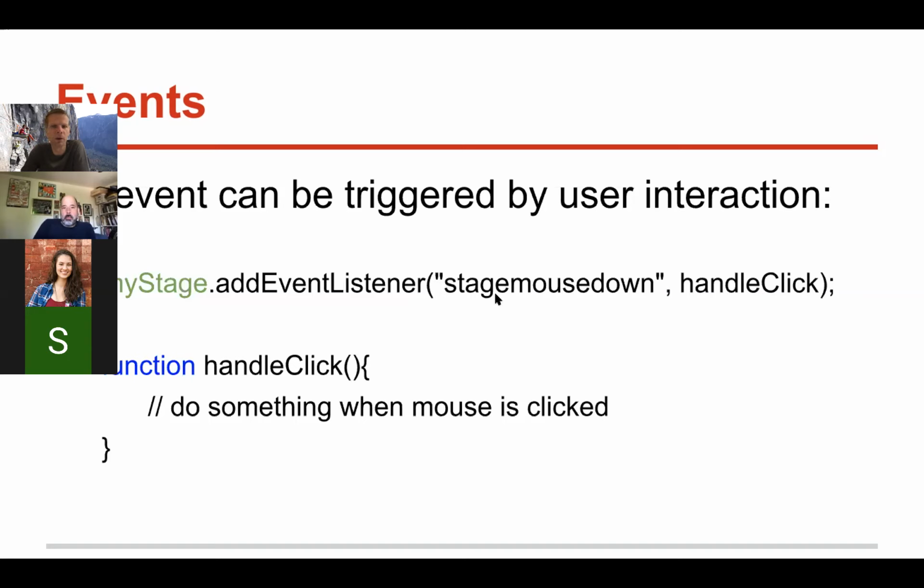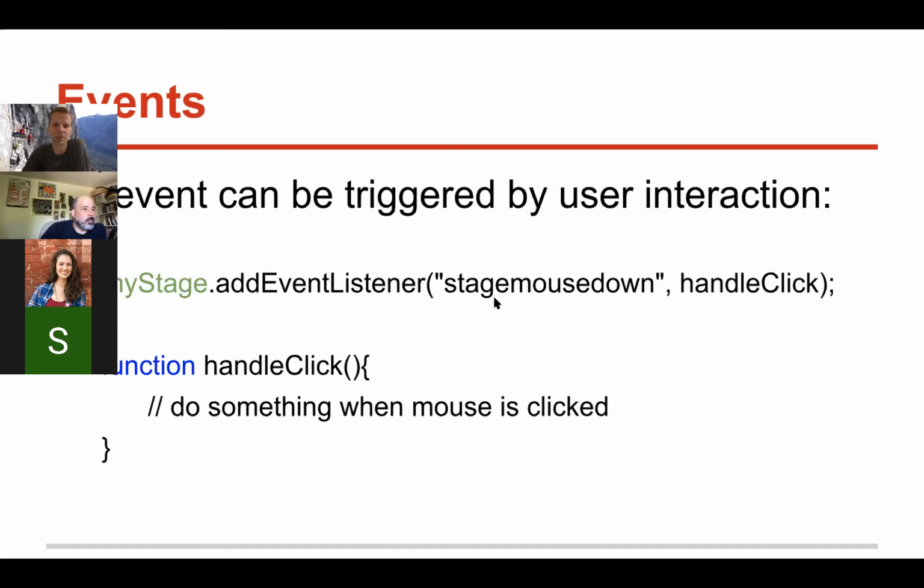There are some predefined things based on what type of object it is. But stage mouse down is one of them, stage mouse up, on mouse move, I think, and there are some other ones like that, all sorts of things. Keyboard inputs can be part of that as well. We've handled the keyboard input for you when we've used the key monkey.